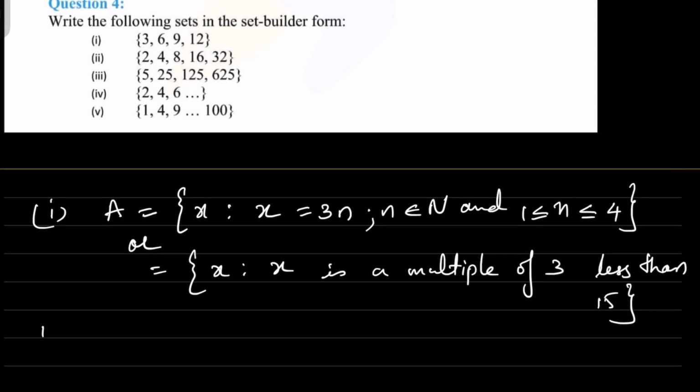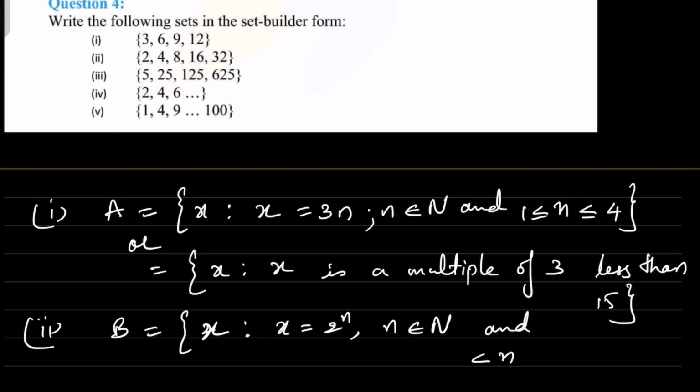Now the second one, how do we define the second one? We'll see. We can name it as B. Now B, what is given over here? You can see that it is 2, 2 square, 2 cubed, 2 to the power of 4, 2 to the power of 5. So all these are powers of 2. So here you can write this as the set of all x such that x is equal to 2 to the power of n, where n belongs to the set of natural numbers, and n lies between 1 and 5.